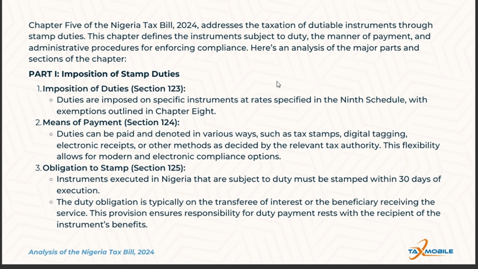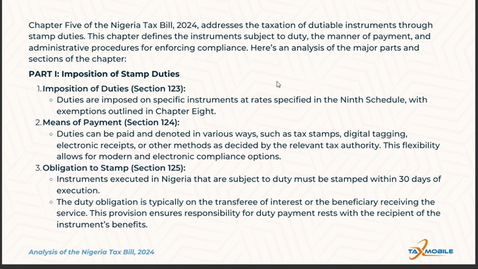Now let's look at means of payment under section 124. Duties can be paid using traditional methods like fiscal tax stamps or modernized approaches such as digital tagging, electronic receipts, or any other method approved by the relevant tax authorities. Now these flexibilities accommodate technological advancement, making compliance easier for taxpayers using digital platforms.